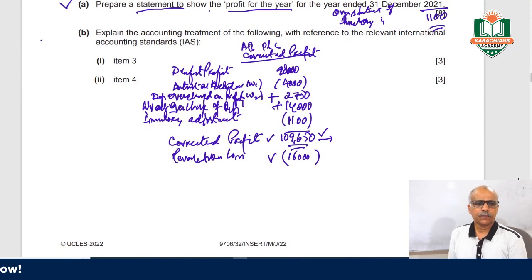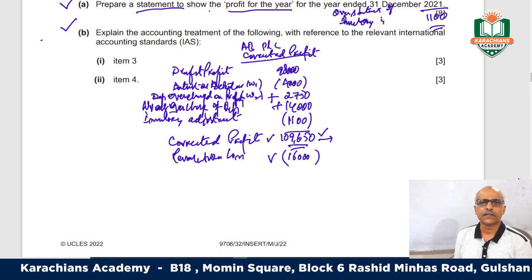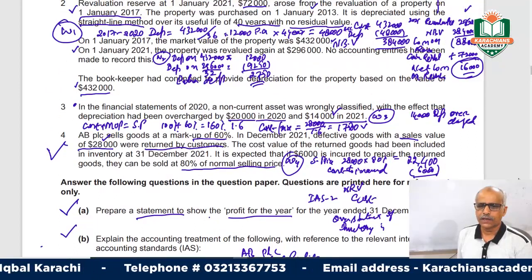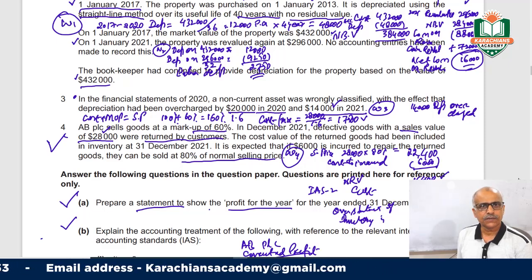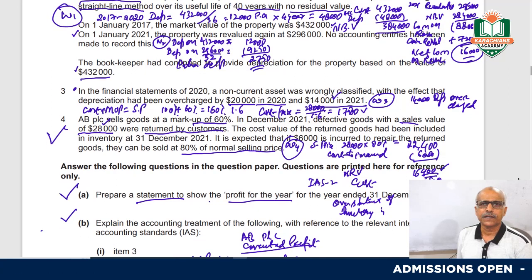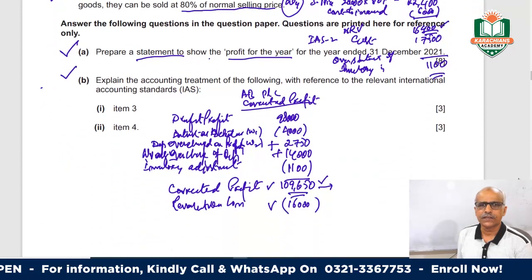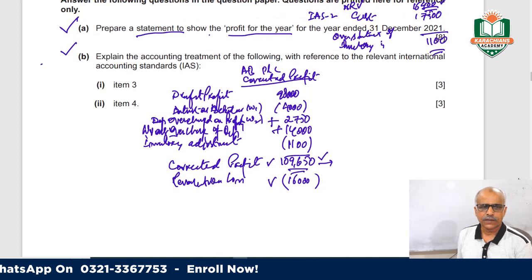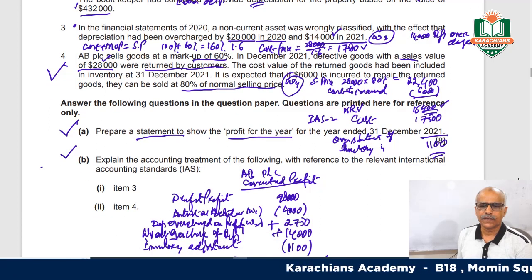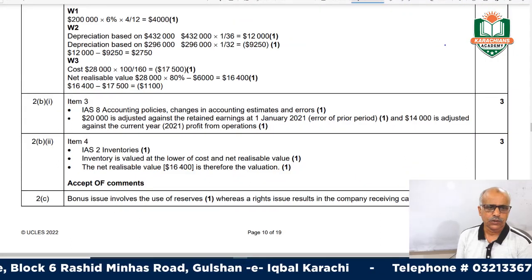In B, explain the accounting treatment of the following with reference to the relevant international accounting standards. Item 3 was in the financial statement. This was the overcharge of depreciation in the previous year, right? 20,000, and this year. So it means this is a prior year adjustment. So for prior year adjustment, accounting standard 8 applies, accounting policies, changes and errors. So we will consider that. And item number 4 was relating to inventory, right? And here international accounting standard 2 will apply. So we will see the marking scheme just to explain to you.